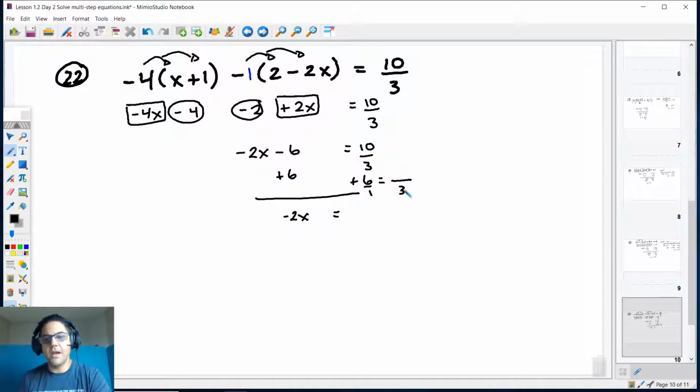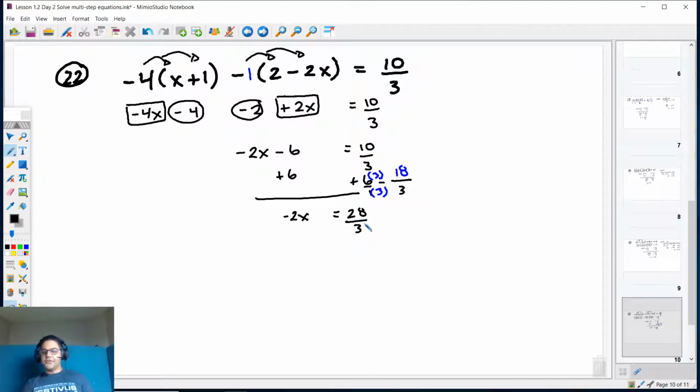How does a 6 over 1 change into a denominator of 3? Yeah, we just multiply by 3. 6 times 3 is 18. So if I add those together, since they're nice positives, that's going to give me a 28 over 3.